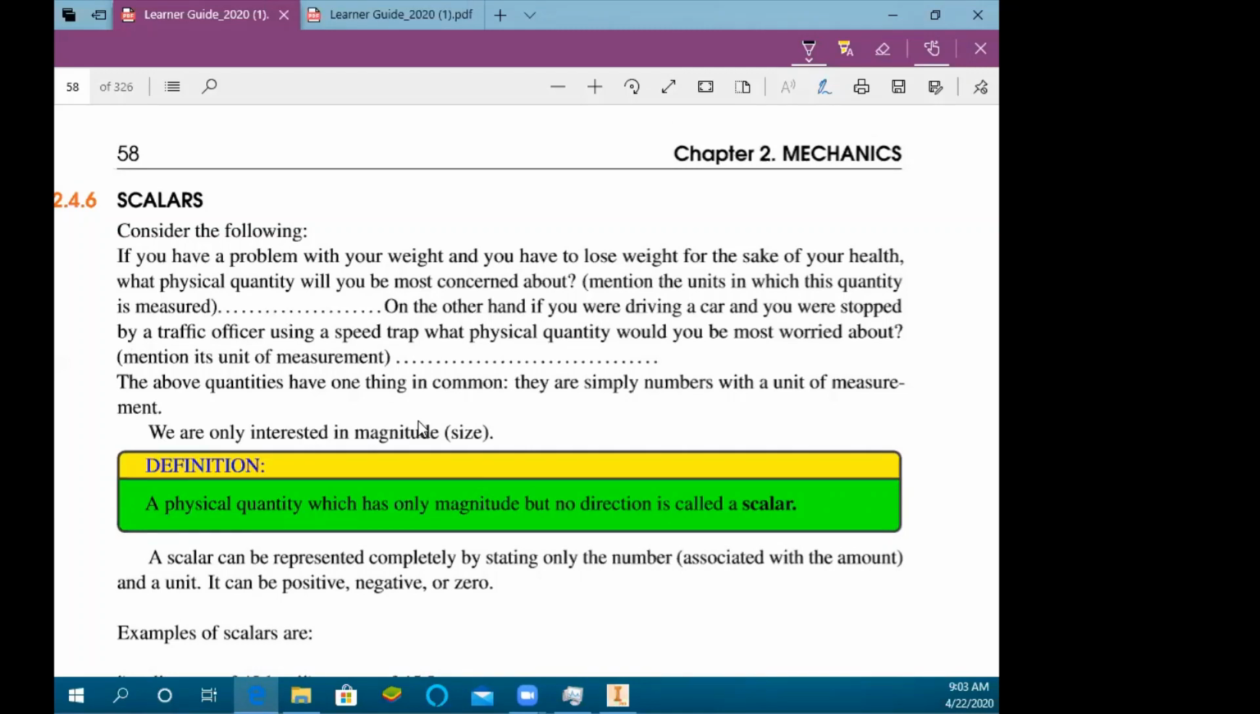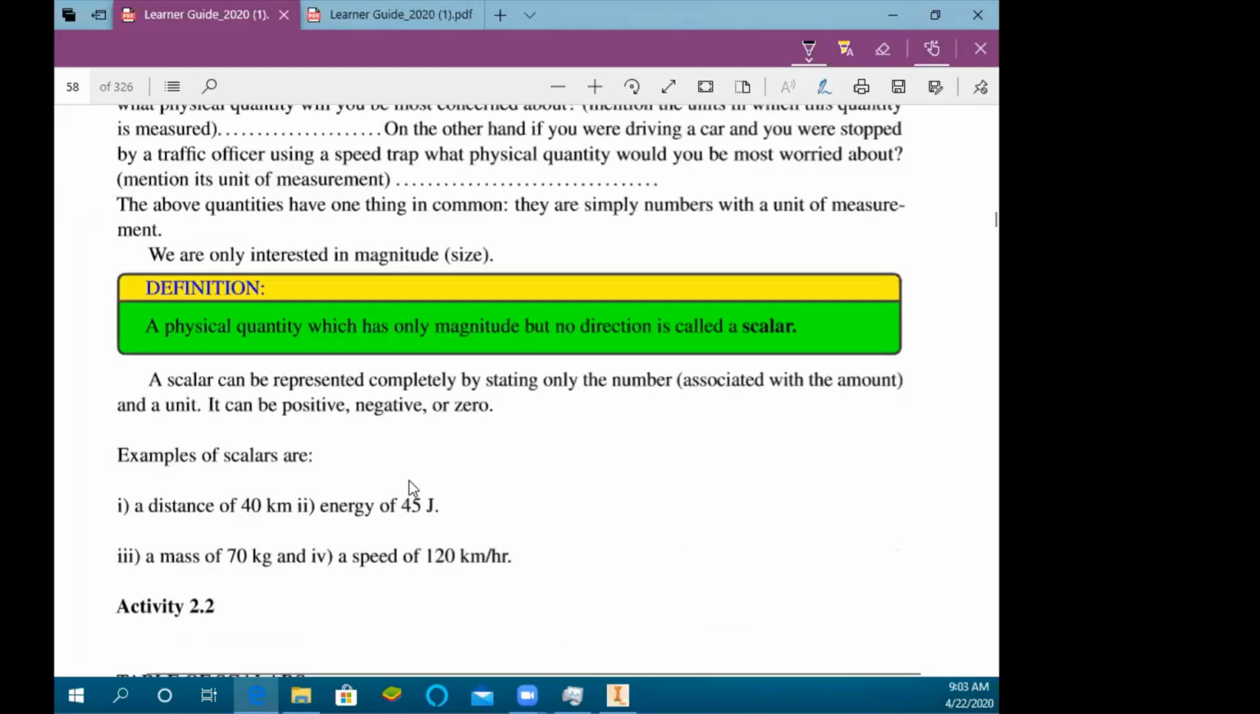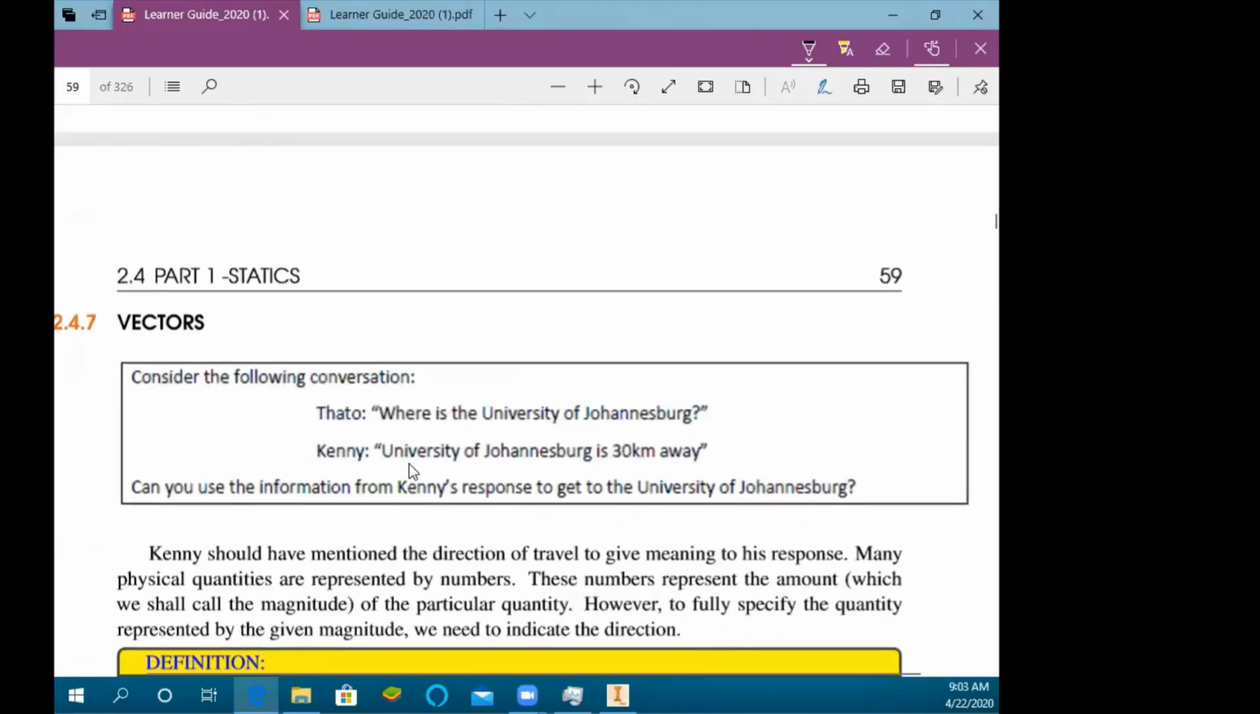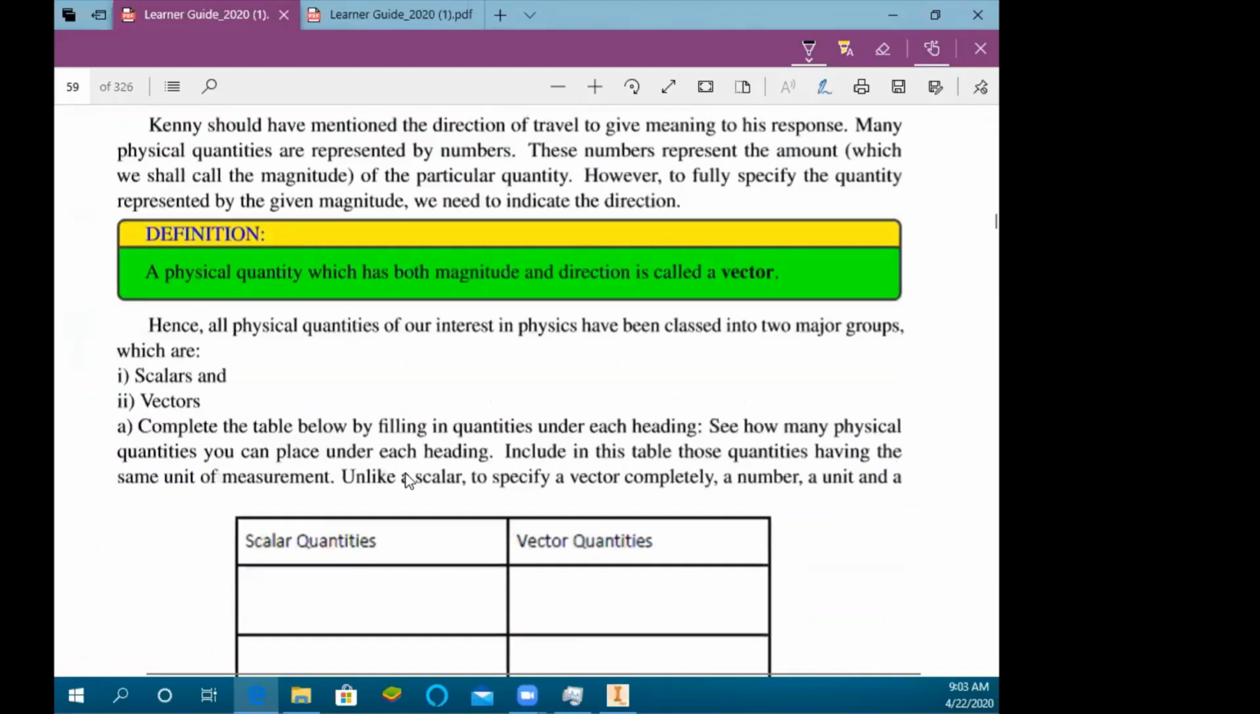Scalars and vectors. What is a scalar quantity and what is a vector quantity? So a physical quantity which has only magnitude but no direction is a scalar quantity. For example, mass. I think you guys did this. I'm not going to go through this. I'm just going to go straight to the questions.